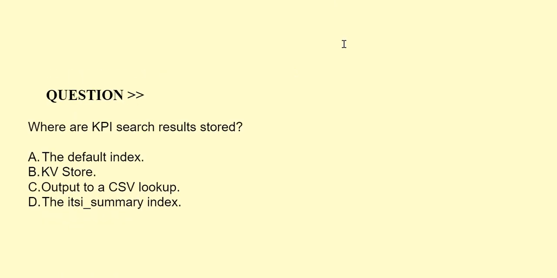Moving towards the next question. Where are KPI search results stored? Option A, a default index. Option B, KV store. Option C, output to a CSV outlook. Option D, the ITSI summary index. The correct answer is option D.